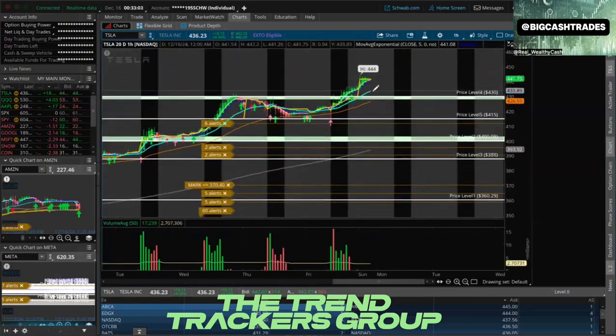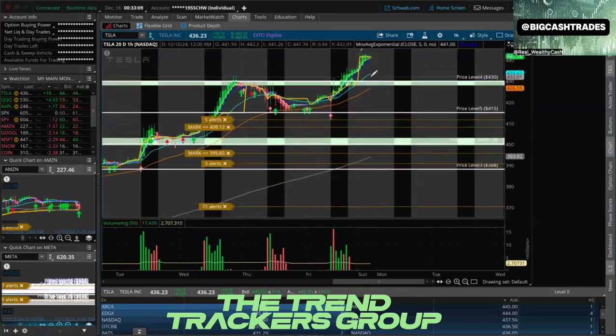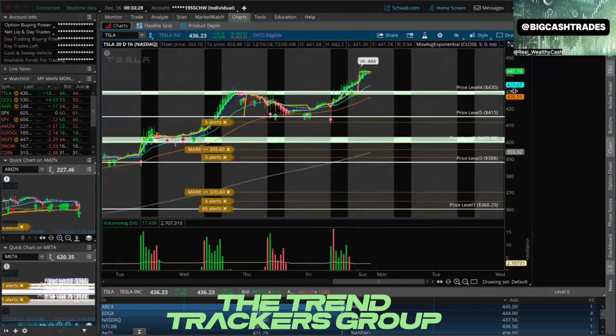Because it's looking like we want to catch a pullback right here to this 430, as you can see. And this lines up. This is my 21 EMA right here. So this is one of my indicators. The 21 EMA is light blue. My 50 is orange. And this right up here is my 8 EMA, and that's royal blue.